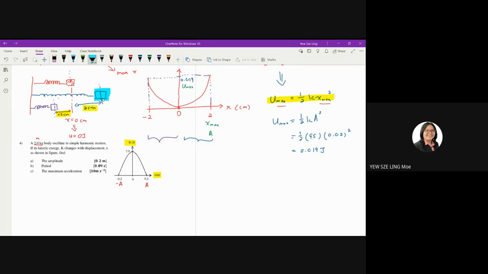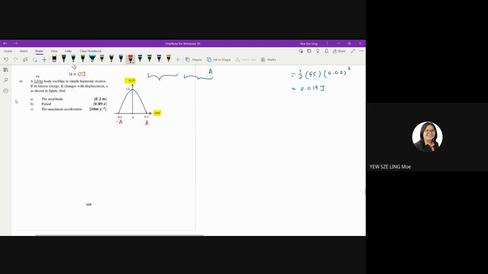When it is compressed until it reaches -2 cm here, once again the object stops for a moment before it changes its direction. At that particular moment, K is equal to 0. So K is equal to 0 at maximum displacement, which is the amplitude. Therefore, for question A, straight away I know the amplitude is 0.2 meter. Now, question B: calculate the period.